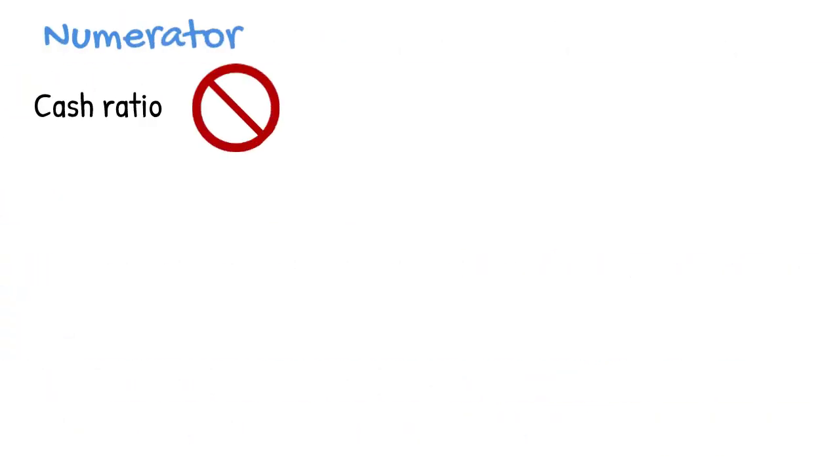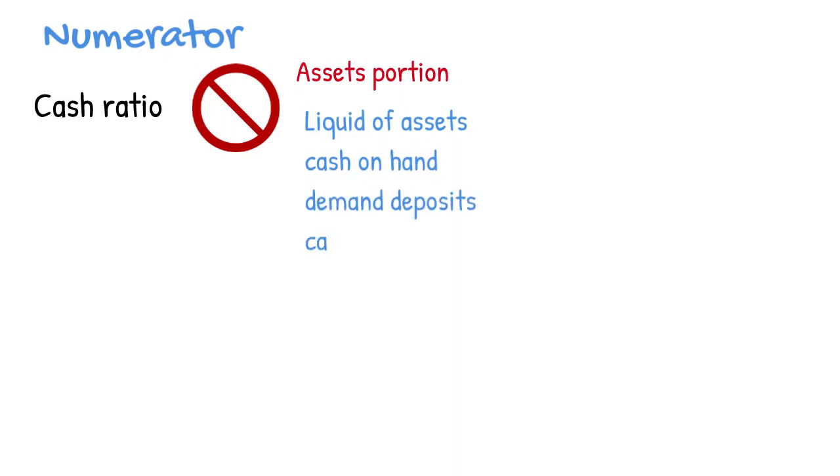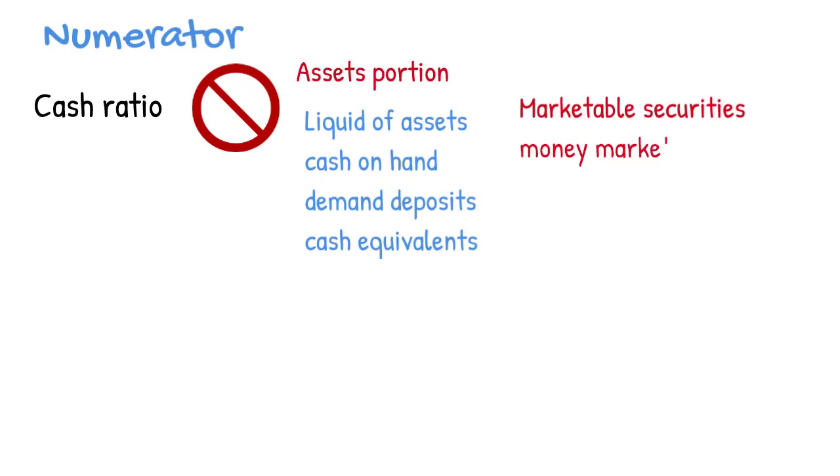The numerator of the cash ratio restricts the asset portion of the equation to only the most liquid of assets, such as cash on hand, demand deposits, and cash equivalents, sometimes referred to as marketable securities, like money market accounts, funds, savings accounts, and T-bills.